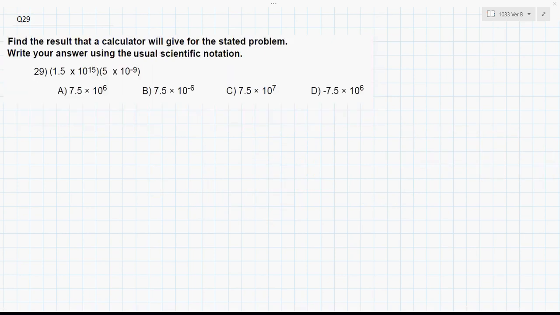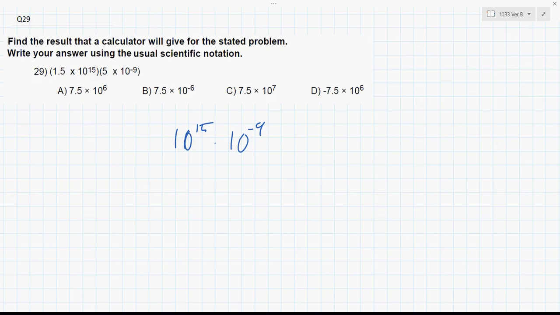Okay. Find the result that the calculator would give for the stated problem. Write your answer using scientific notation. So with this, you could switch your calculator over to scientific notation to do the calculation, or we could just work on this and say that we are going to have the 10 to the 15th times 10 to the negative 9th.